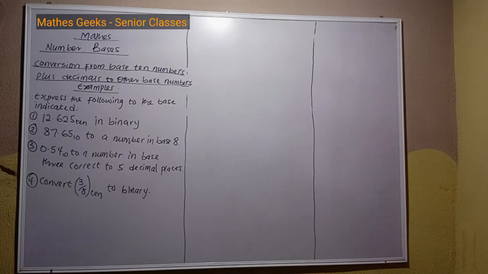So what we have here is 12.625 base 10 to binary, 87.65 base 10 to a number in base 8, and 0.54 base 10 to a number in base 3.